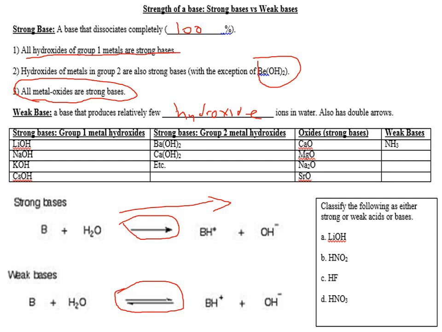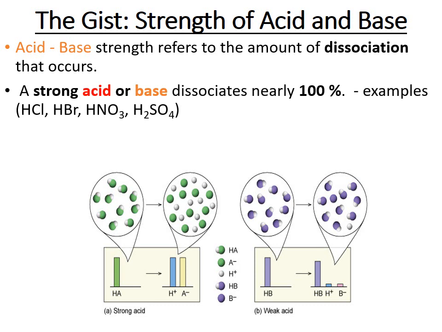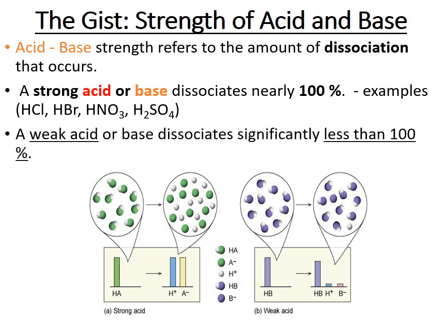And here we have an example of a weak base. Ammonia is a weak base, and you'll usually see that double arrow in the reaction. So this is our summary for the strength of acids and bases. Does not refer to the concentration, but how good they are at ionizing/dissociating.